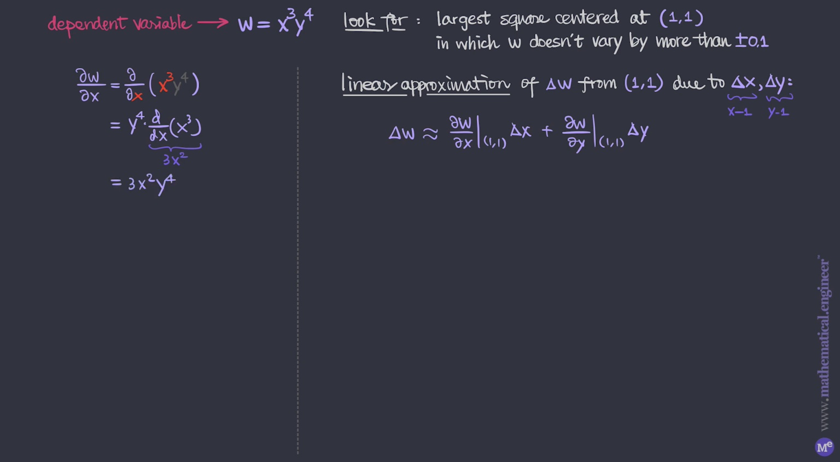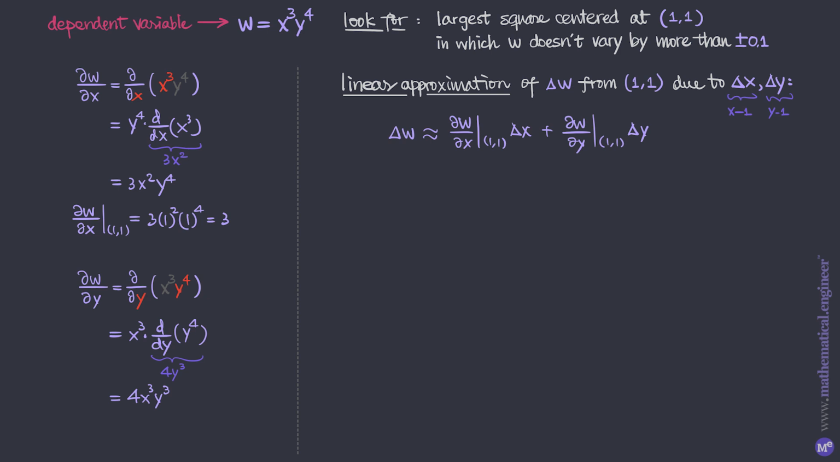We have 3 times x squared times y to the power of 4. Evaluating at the point 1, 1, the partial is 3. Now let's move on to partial w partial y, which is 4 times x cubed y cubed. Evaluating at the point 1, 1, this partial is 4. Back to the linear approximation. So we have delta w approximately equals 3 times delta x plus 4 times delta y.